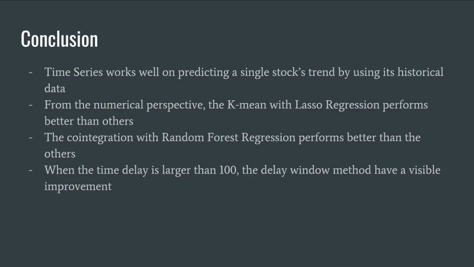So in conclusion, we can see that time series works well on predicting the single stock trend by using its historical data. And from the numerical perspective, k-means works best with lasso regression, and co-integration works best with random forest regression. And for our time delay technique, when the time delay is larger than 100 days, the delay window method has a visible improvement.